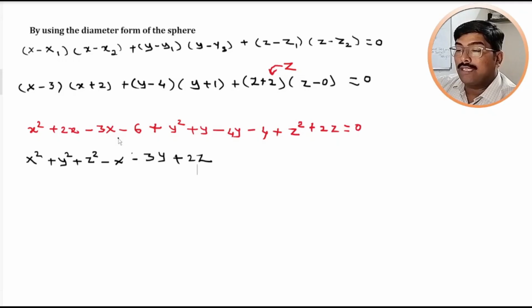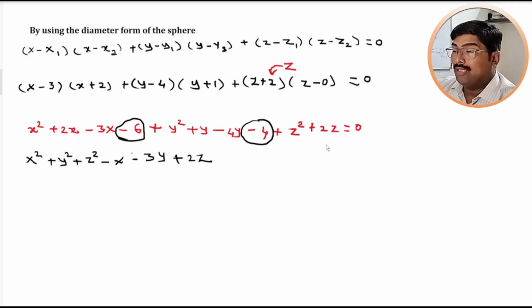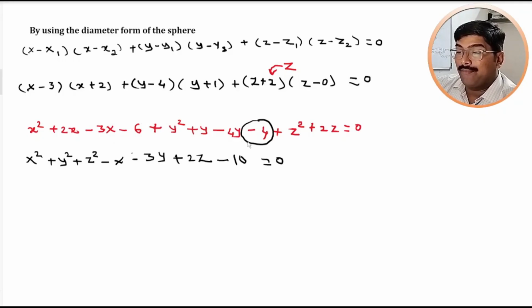Now the constant terms are minus 6 and minus 4. Minus 6 minus 4 is equal to minus 10. So that is minus 10 is equal to 0. So this is the equation of the sphere.